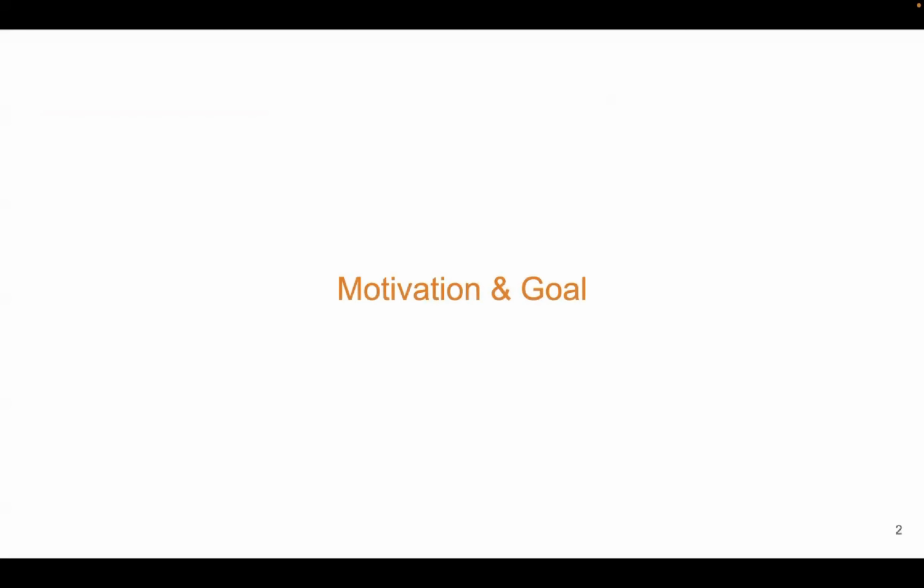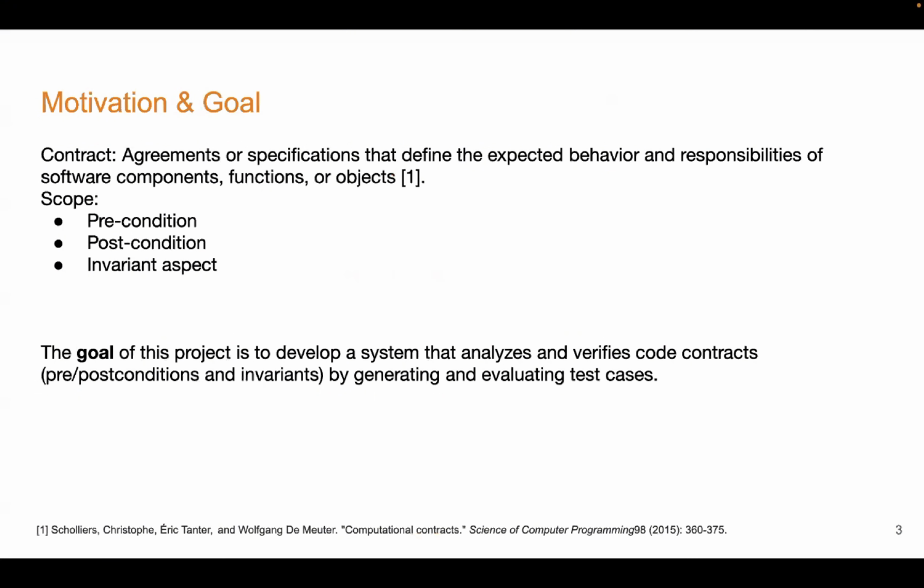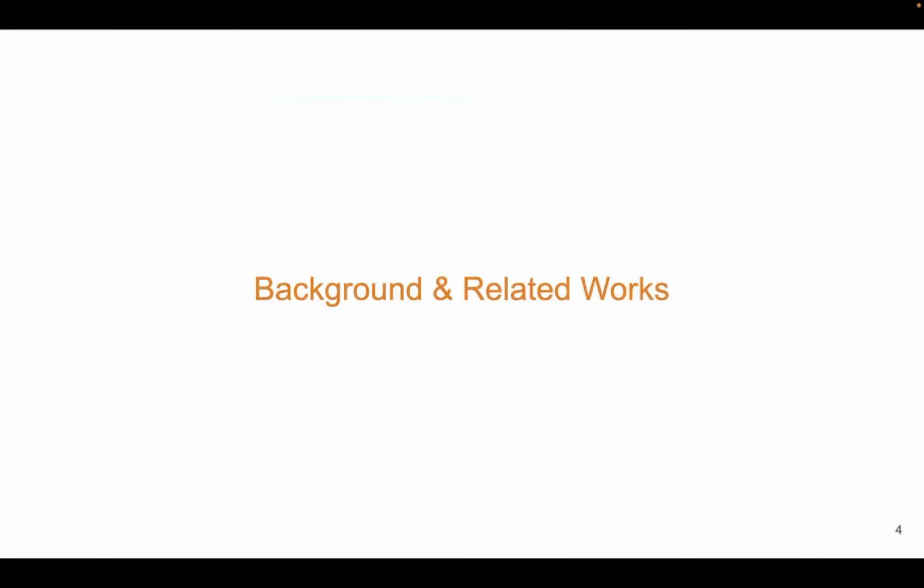To begin, let's start with the motivation and goal. A contract is a set of agreements or specifications that define the expected behavior and responsibilities of software components, functions, or objects. For the scope of my project, I focused on the precondition, postcondition, and invariant aspect. The goal of this project was to develop a system that analyzes and verifies code contracts by generating and evaluating test cases.